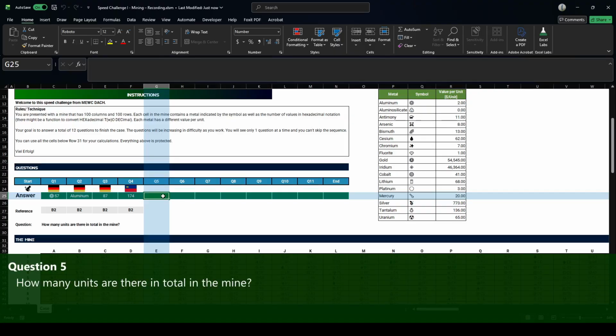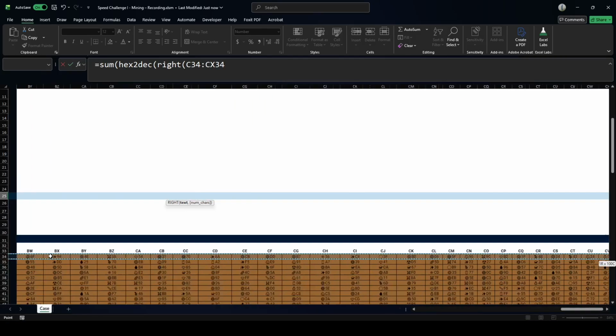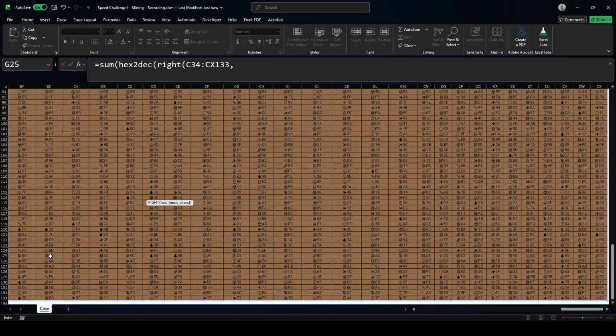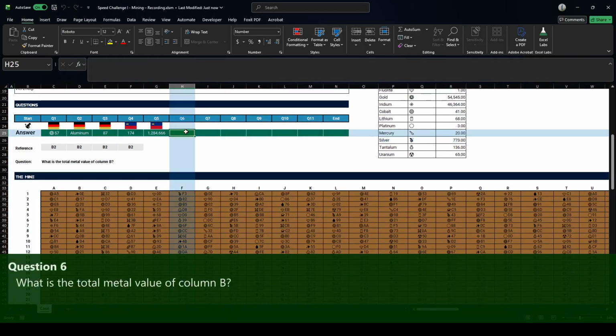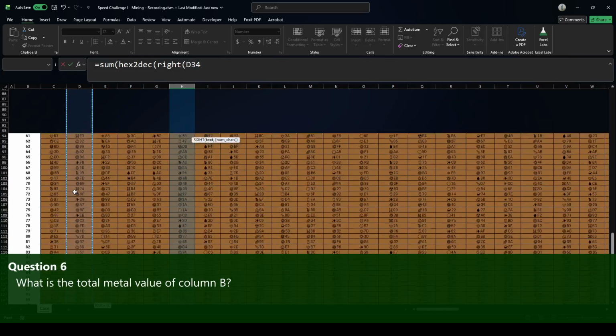How many units are there total in the mine? Right. Okay, so SUM HEX2DEC. Right. All of this, 2 characters. What is the total metal value of column B? SUM HEX2DEC RIGHT in column B2.